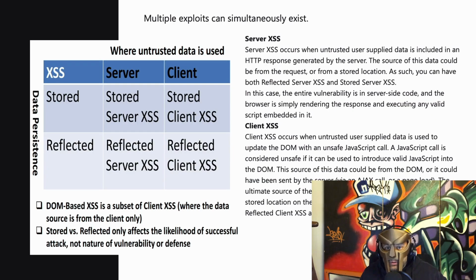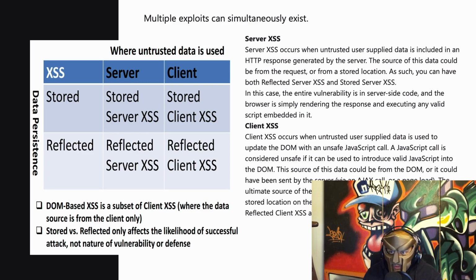Now we know that there are generally three categories that could exist. There are also subcategories, but it's important to know that multiple exploits can simultaneously exist. You could have one from each, one stored with one persistent, that are running in tandem. Additionally, it's important to know that there could be server-side cross-site scripting and client-side cross-site scripting.